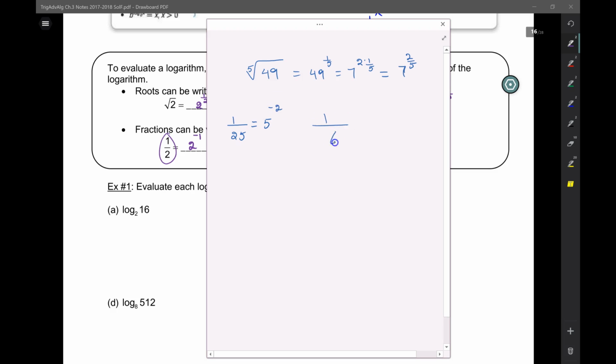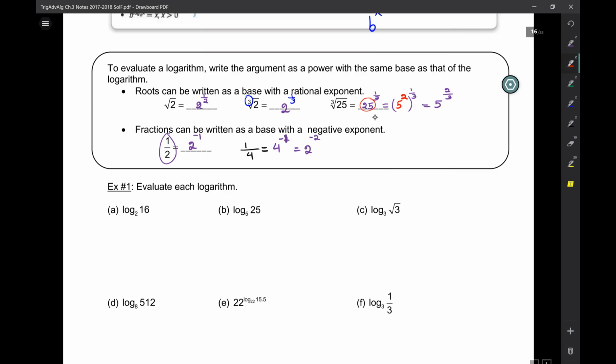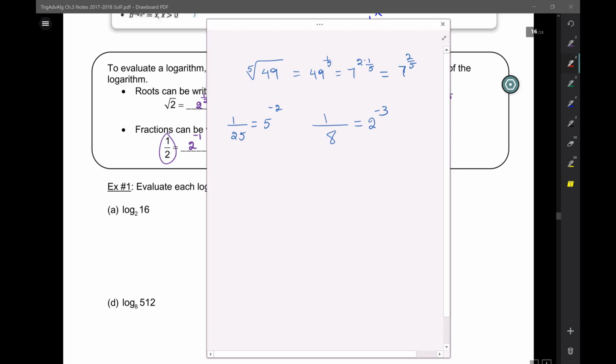What about 1 over 8? How can I write that? 2 to the power of -3, right? So in my mind, I just say, okay, 8 is 2 cubed, and then it'll be 2 to the power of -3. Okay? We're good with this?